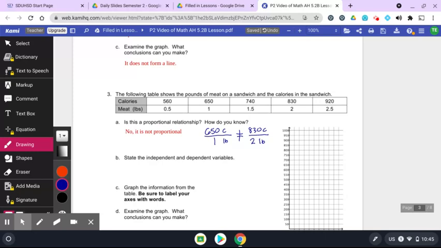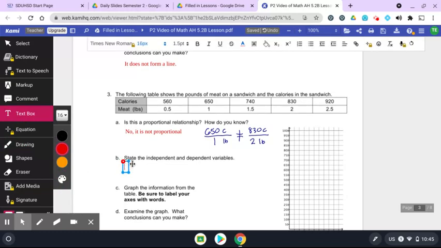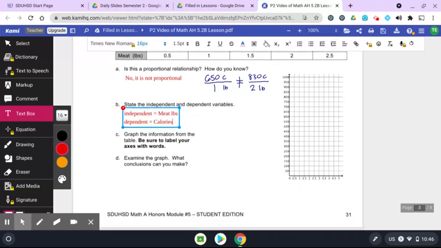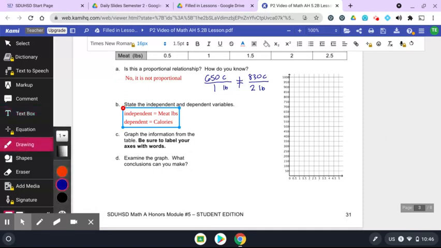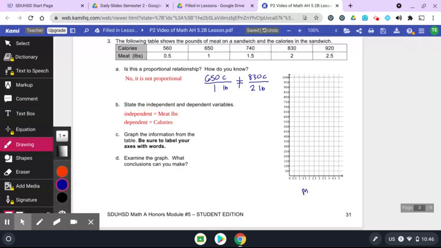All right, so here we usually get the meat to get the calories. So our meat is our independent, meat pounds. And our dependent is our calories. Okay, so then I'm going to graph. I have to label my graph. So down here is pounds of meat, and over here is calories.